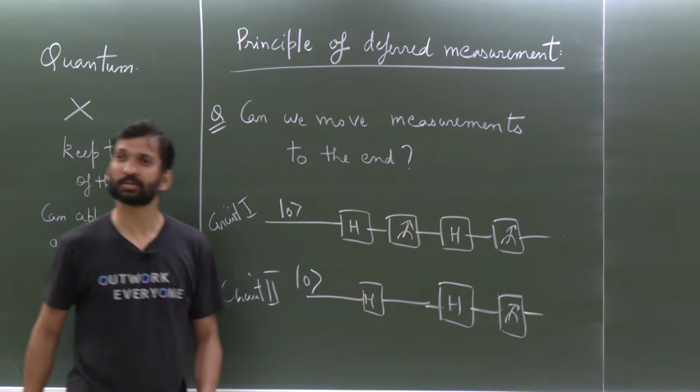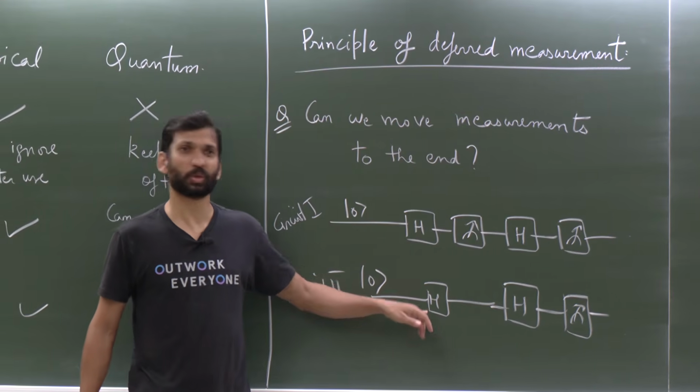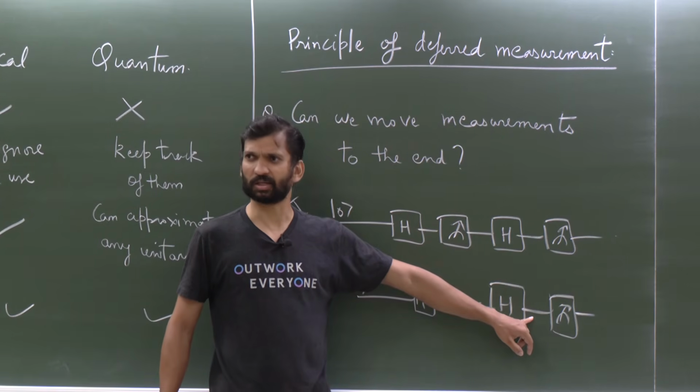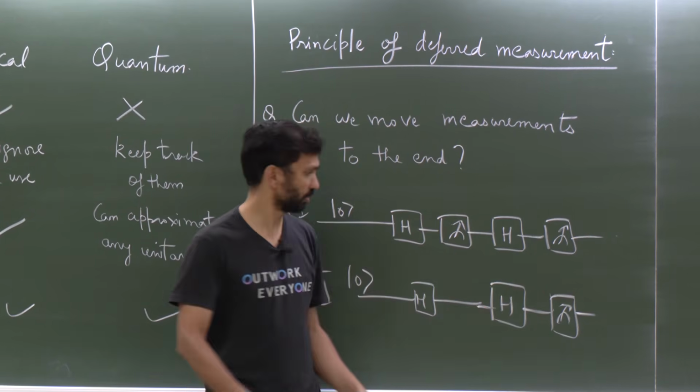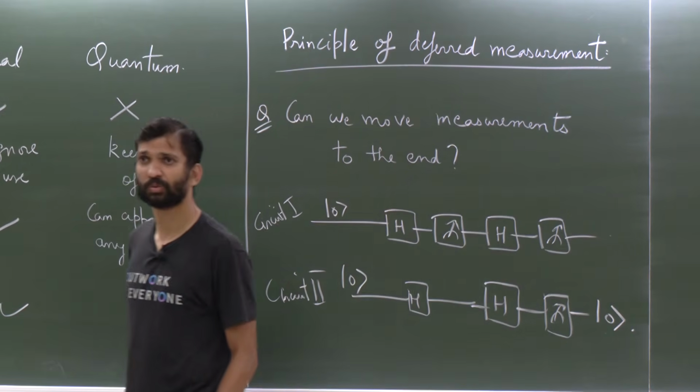What will happen here? You apply Hadamard to 0, then apply Hadamard again. What state will you get here? Clear, right? Hadamard is its own inverse. So here, I am always measuring 0. Correct?